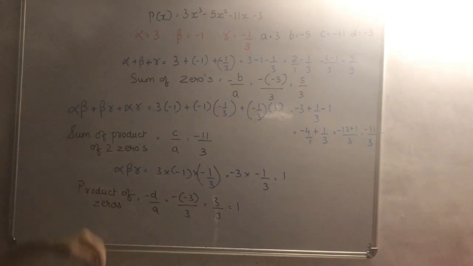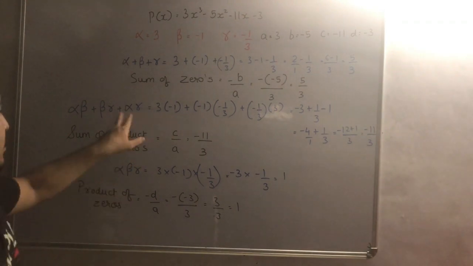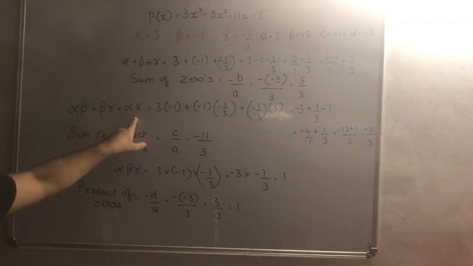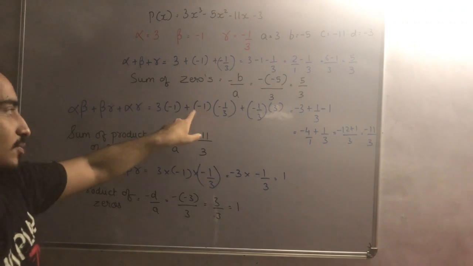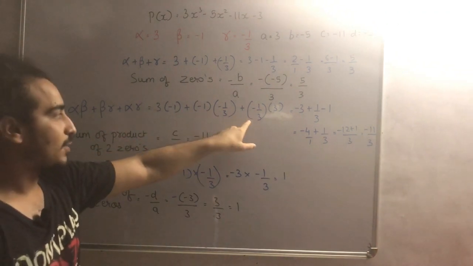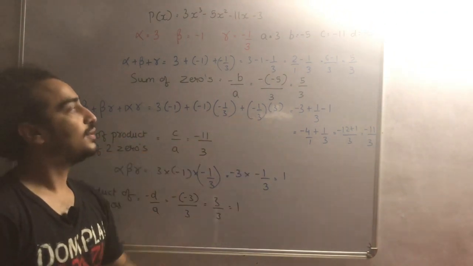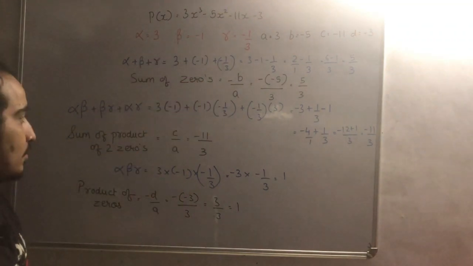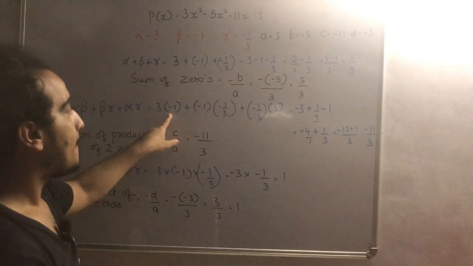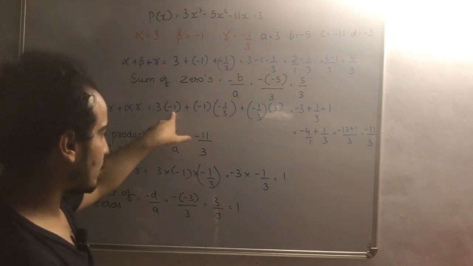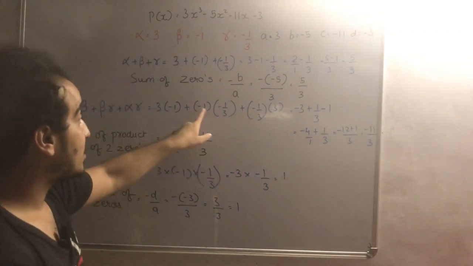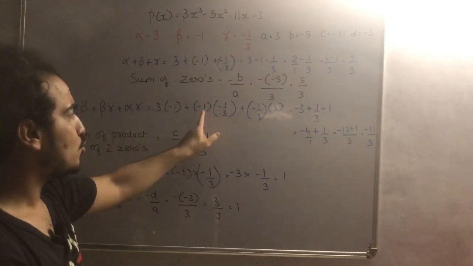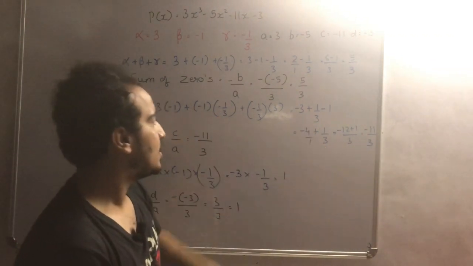So now let's check out sum of product of two zeros. Alpha beta plus beta gamma plus alpha gamma. 3 into minus 1 plus minus 1 into minus 1 by 3 plus minus 1 by 3 into 3. According to alpha beta gamma I have just put the values. Okay, so plus minus minus, 3 into minus 1 is minus 3, minus minus plus, anything into 1 is the same answer, that is 1 by 3.